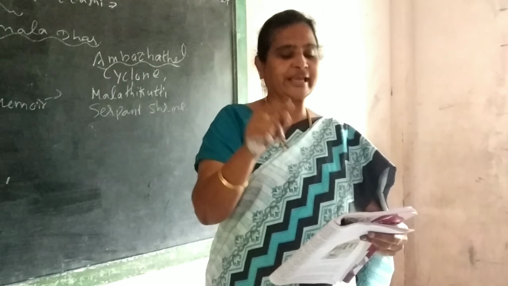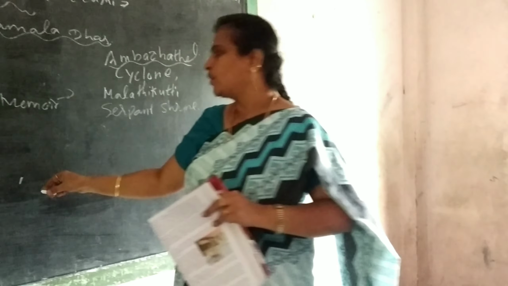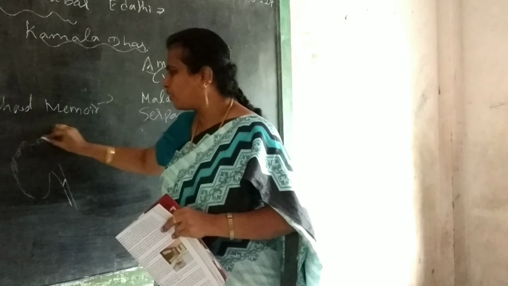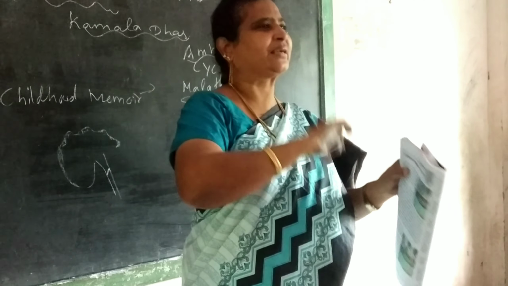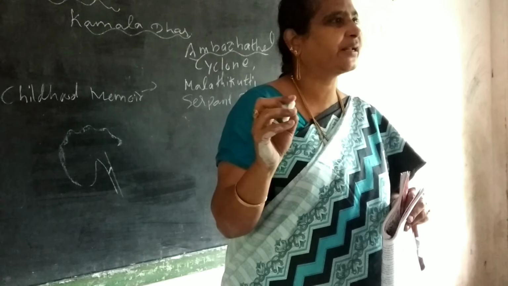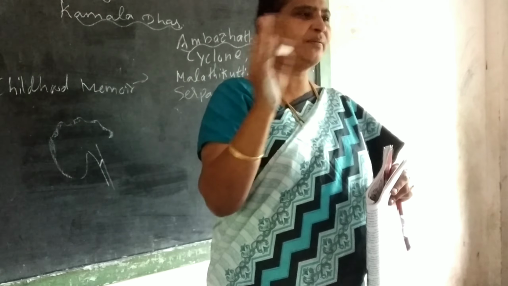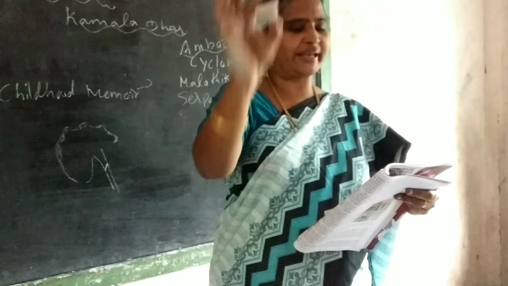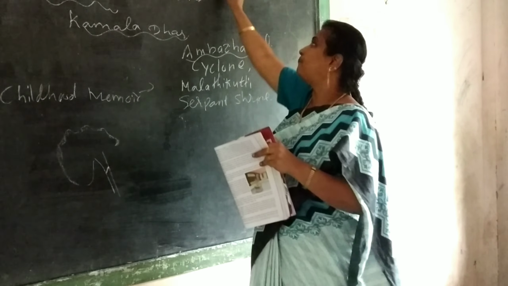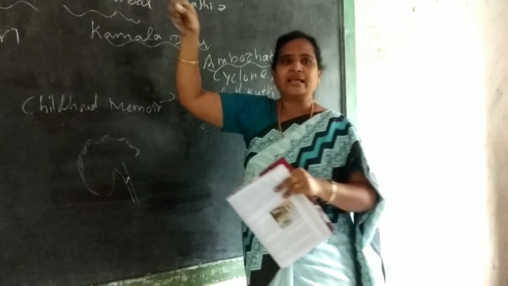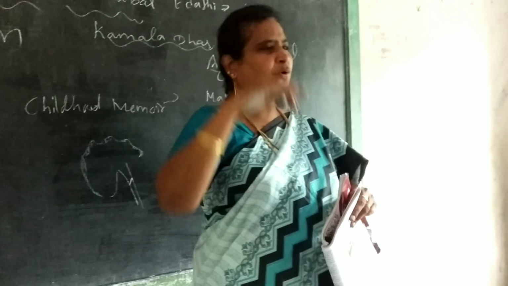That day, there was a cyclone. Cyclone means you have plenty of breeze, wind, rain, everything is lashing. Cyclone means a fierce storm. That is how it was happening. Ettan means my young elder brother, older brother.